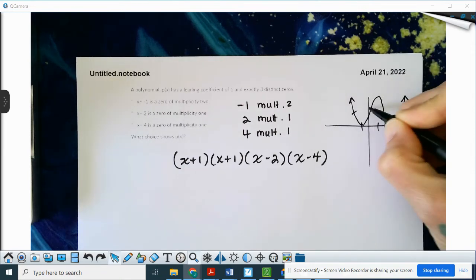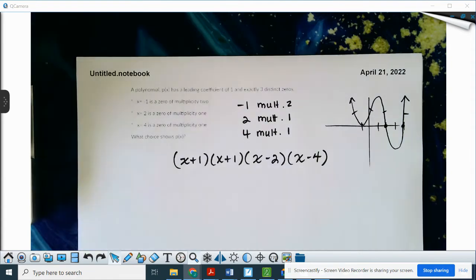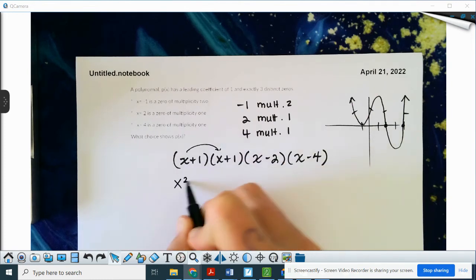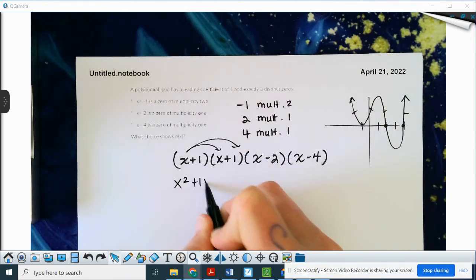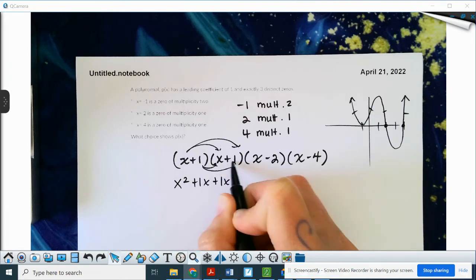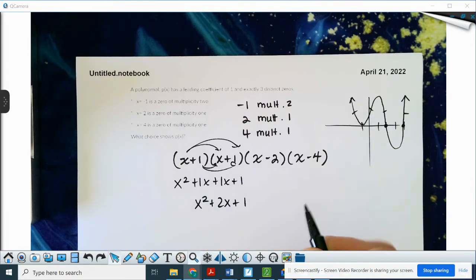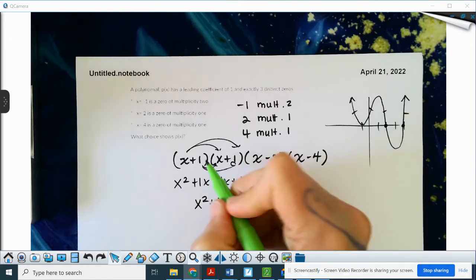1, 2, 3, 4. Directional changes because there's 4 roots. All right, and then you're going to multiply it through. So x times x is x squared plus 1x plus 1x plus 1. So x squared plus 2x plus 1. So I've taken care of 2 of these. This one and this one.